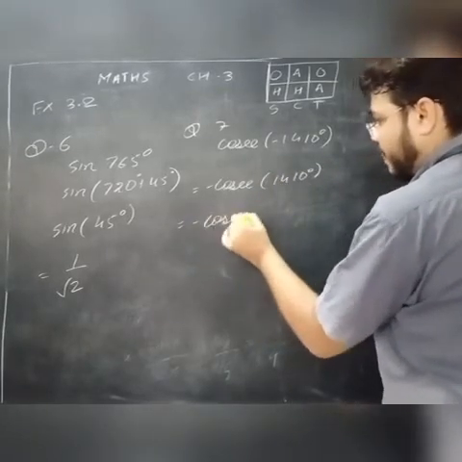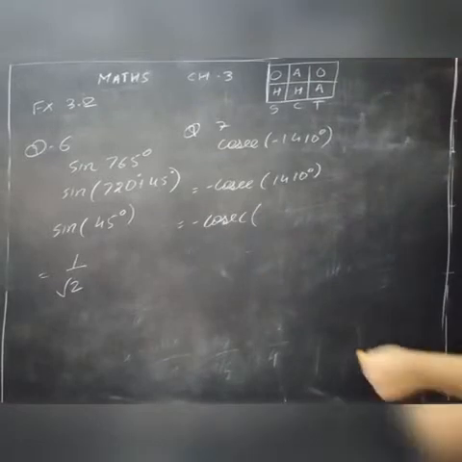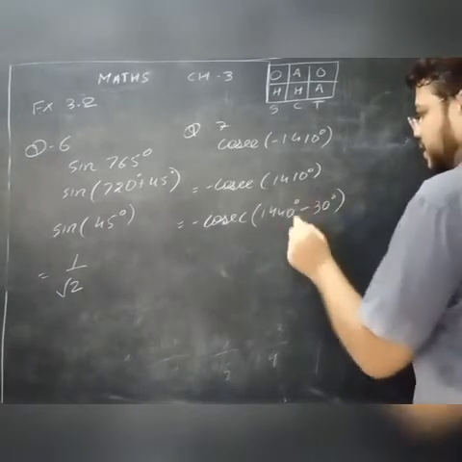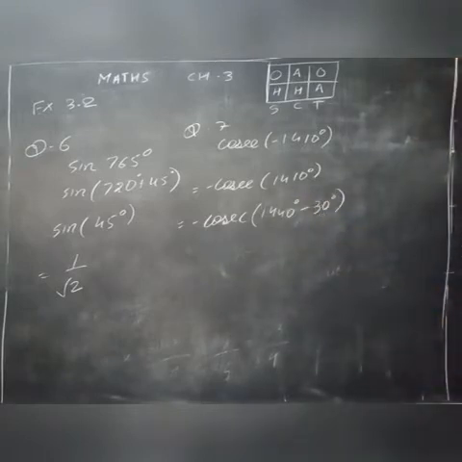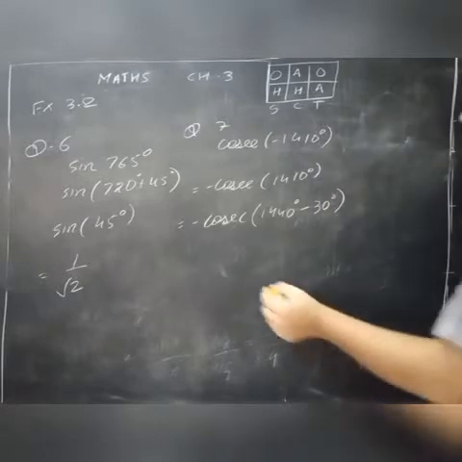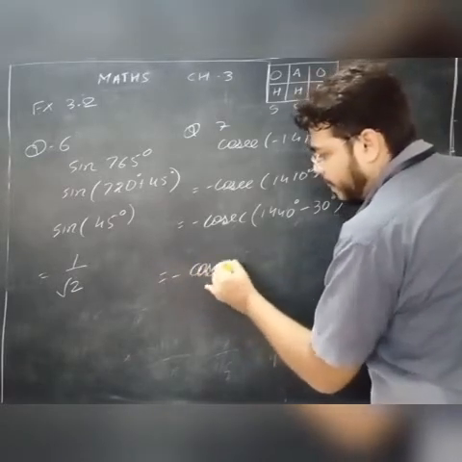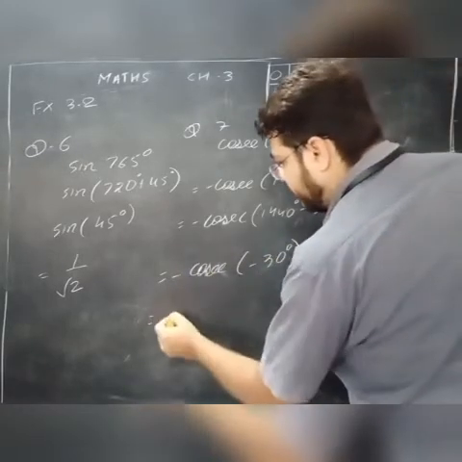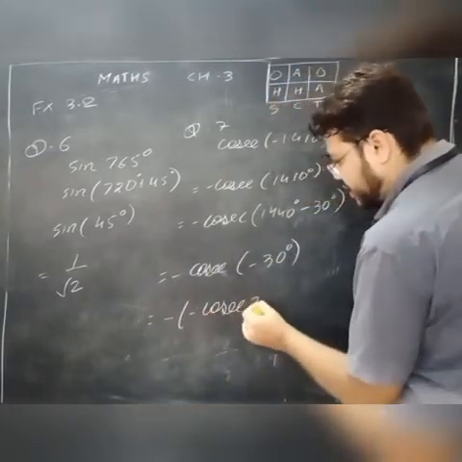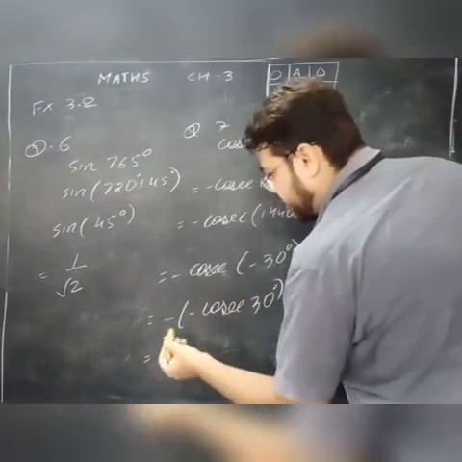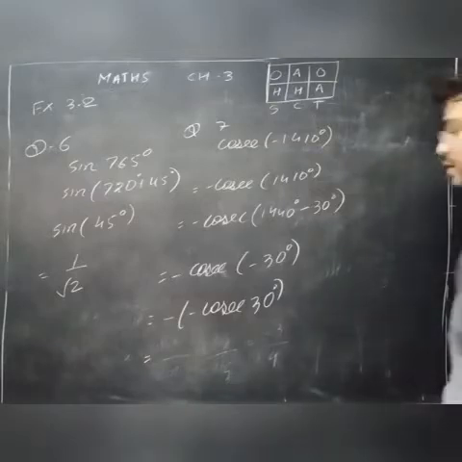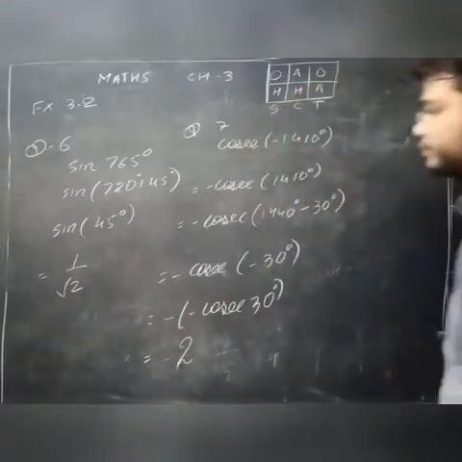Now I can write this cos x as 1440 minus 30 degree. Yes, 1440 is a multiple of 360, so I can neglect that and write this as minus 30. Again, cos x is an even function, so the minus sign will not remain outside. So I will have minus minus plus, and we are left with just cos 30, so it will be root 3 by 2.